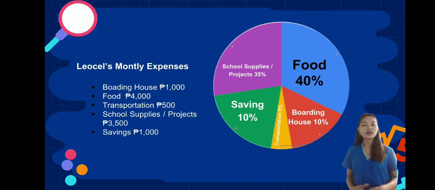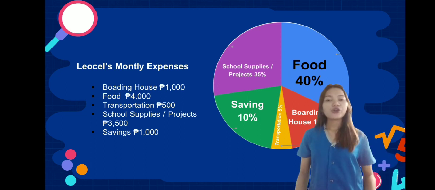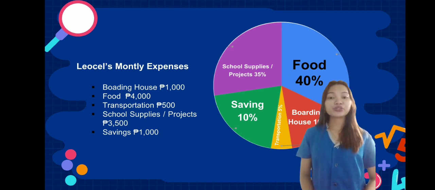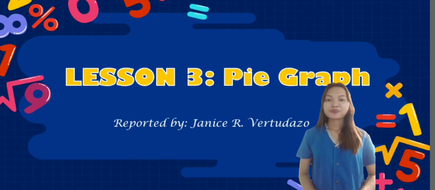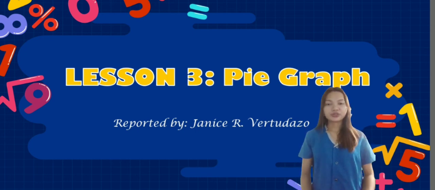So the total of the whole graph is 100%, I mean. Always remember that the total of percent is always 100%. Then how about the degrees? Yes, very good, it is always 360 degrees. Did you all understand, class, our discussions for today about pie graph? Any questions, clarification? Very good. Naintindihan nyo na lahat.